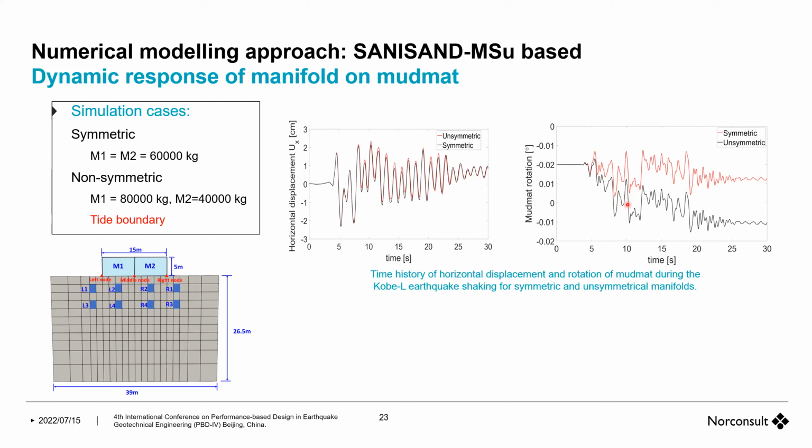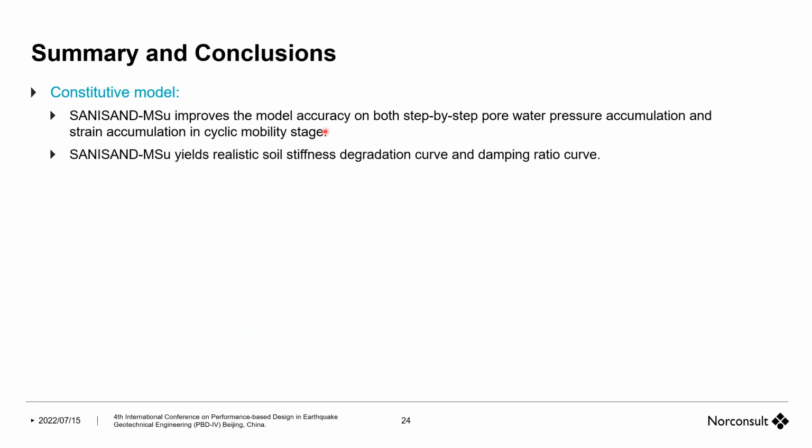We will see that the one that is symmetric, M1 and M2 being similar, as expected, it's not doing much rotation, whereas as we change the mass distribution, it starts to have a preferred case, and then it starts to develop some rotation. And horizontal displacement, the two cases, it doesn't matter. The non-symmetricity doesn't do anything. Very little horizontal displacement. Finally, the summary and conclusion on the constitutive model.